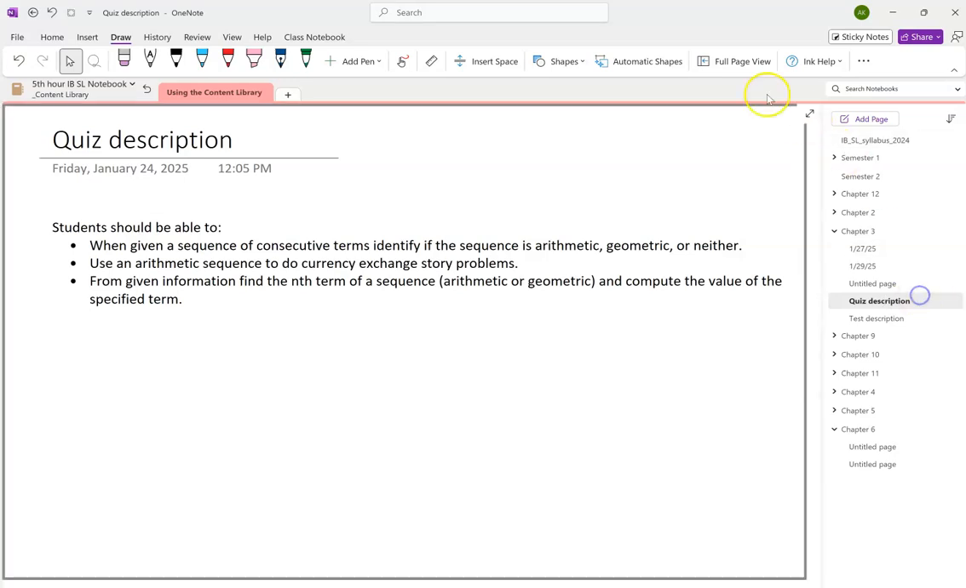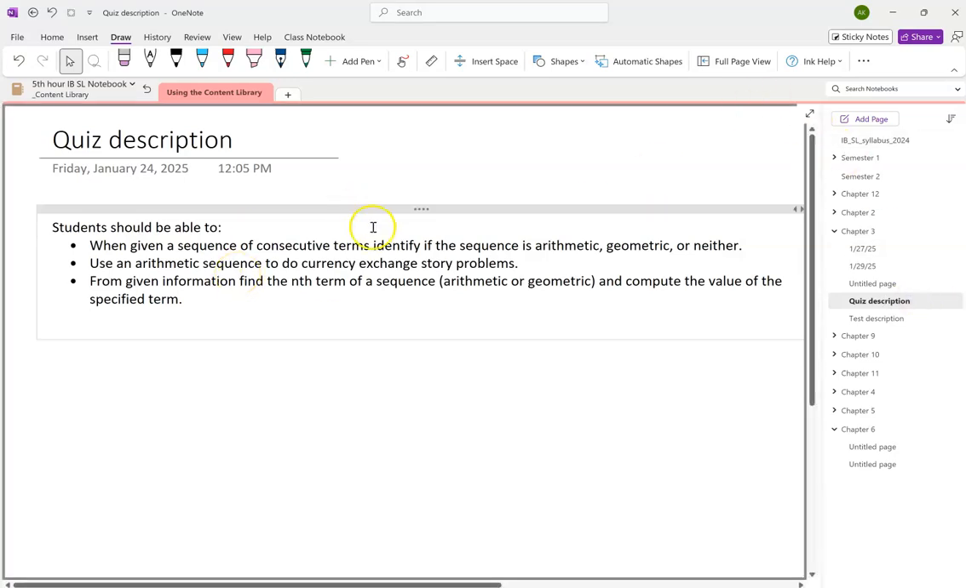So you should be able to, when given a sequence of consecutive terms, identify if the sequence is arithmetic, geometric, or neither. Use an arithmetic sequence to do currency exchange story problem. So you're basically just writing a linear equation and then using it to do stuff. From given information, find the nth term of a sequence, so write the formula, whether it's arithmetic or geometric, and compute the value of a specified term. So like use your formula, then find the 50th term or something.